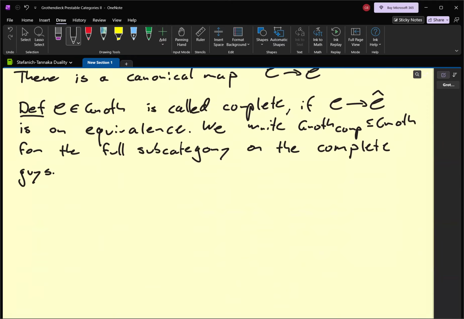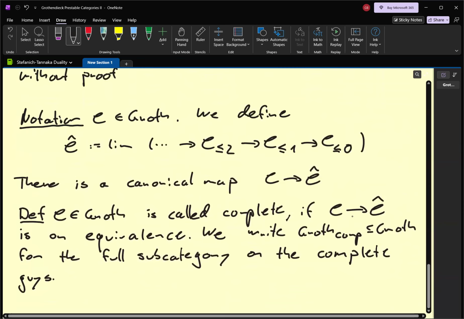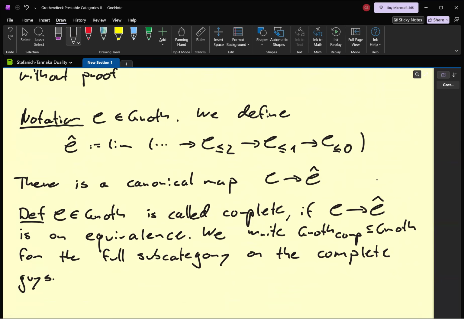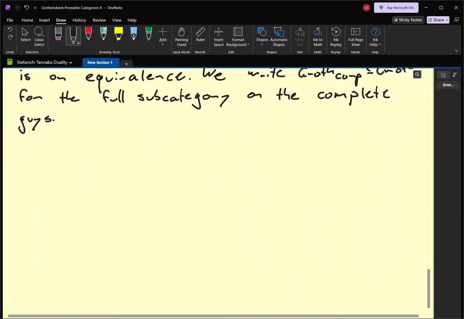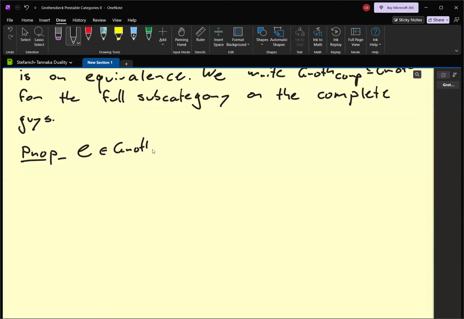So now we have this morphism here, and we want to do the obvious thing. We want to show that this construction exhibits Groth comp as a localization of Groth. And for this, we just prove a relatively lengthy proposition. So first of all, the first thing we have to establish is that if I have some C in Groth, then C hat is also in Groth.